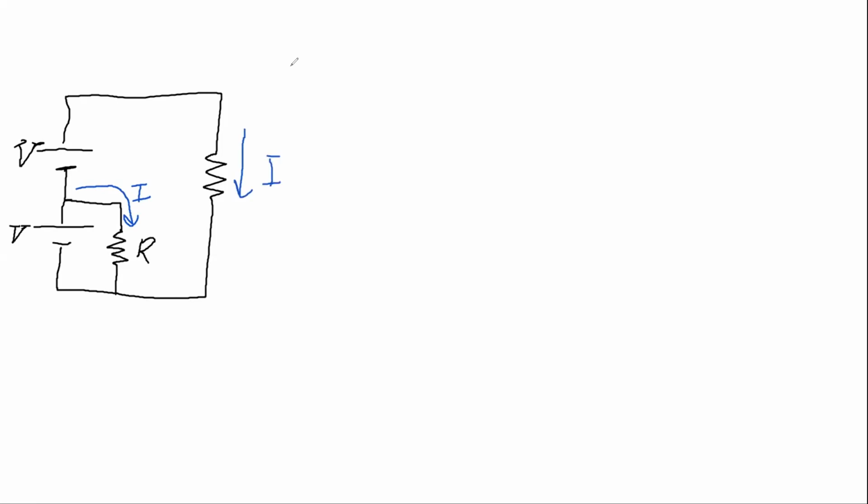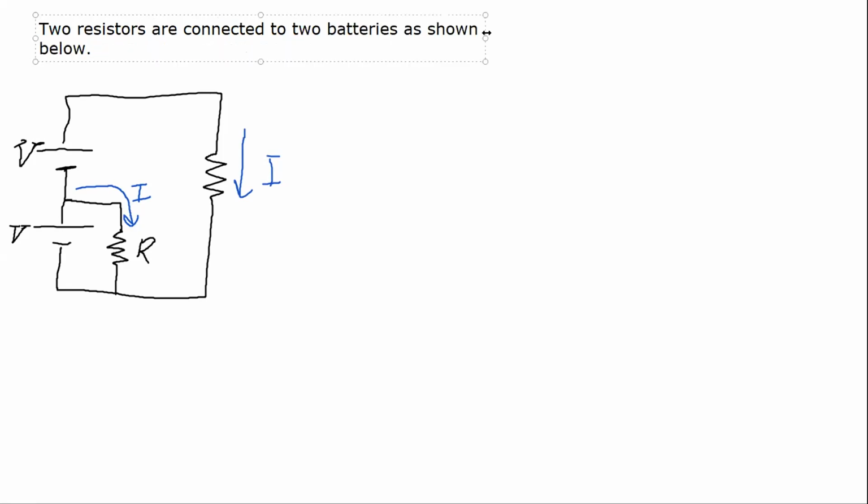Let me write out the problem so I can give you some context here. 2 resistors are connected to the 2 batteries shown below. It's a little bit bigger. All right, both resistors have the same current.